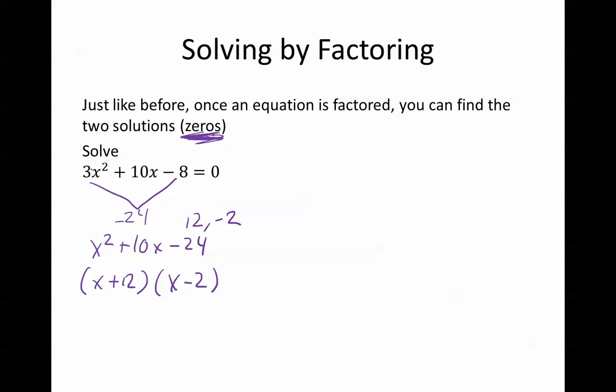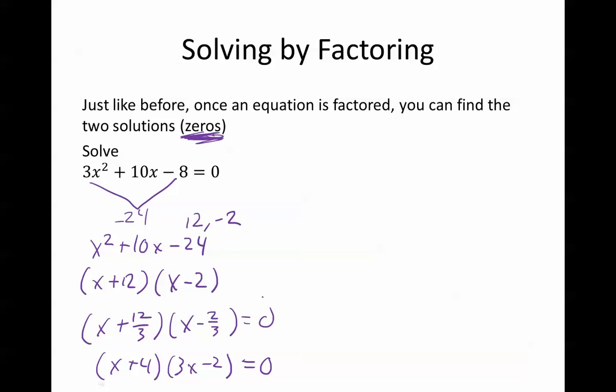Divide these by my original a value, x plus 12 over 3 times x minus 2 over 3. This one simplifies to x plus 4. This one doesn't, so I move this to the front, 3x minus 2. And all of this, by the way, is equal to 0. Okay, so we've factored it, but now we need to solve it, find the solutions. So we ask ourselves, what makes 0?